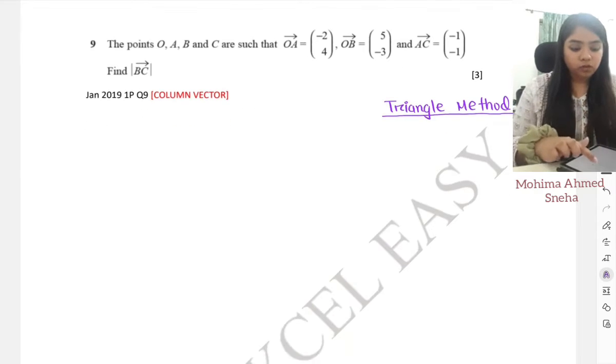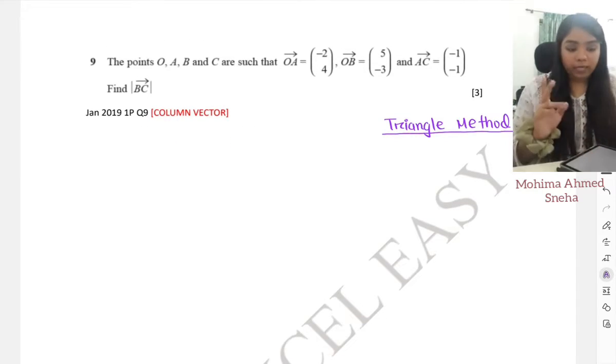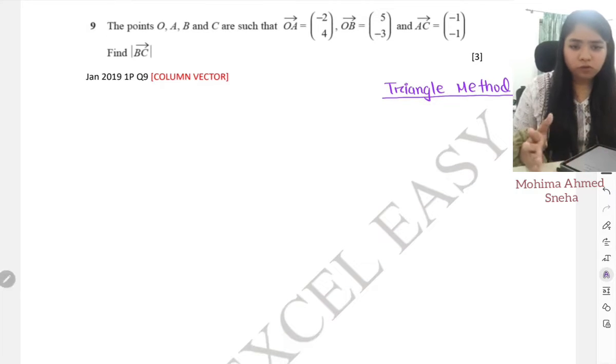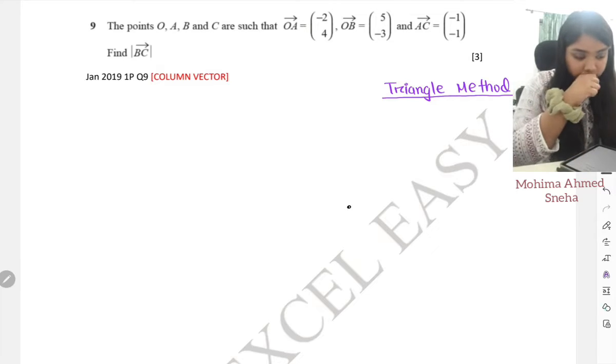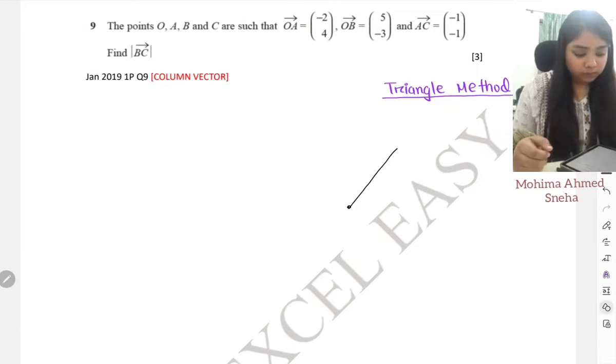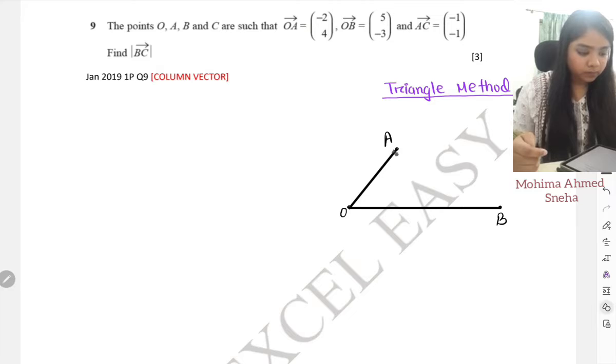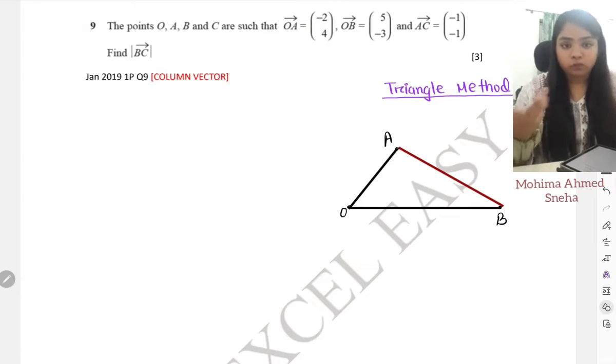So we'll just draw a triangle. OA, OB and AC are provided, right? So I'll draw a very rough triangle. This is point O, and this is point A and B. This is O, A and B. And if you connect A and B together, you obviously get the vector AB.